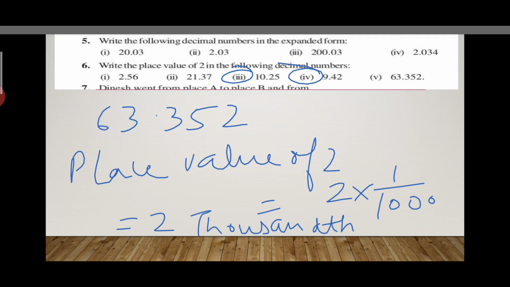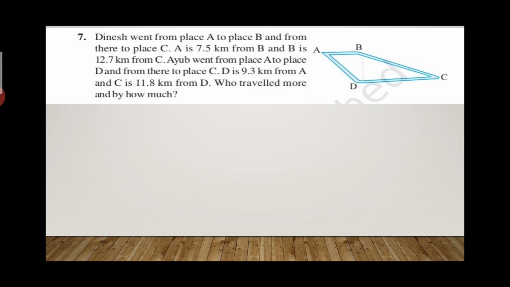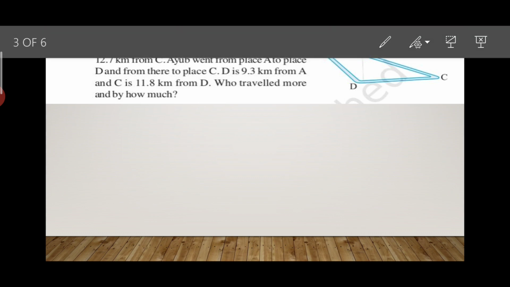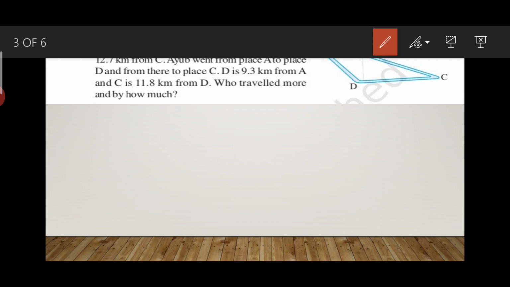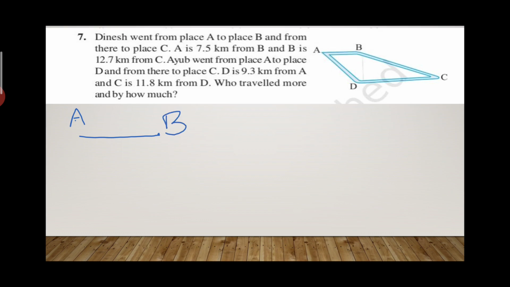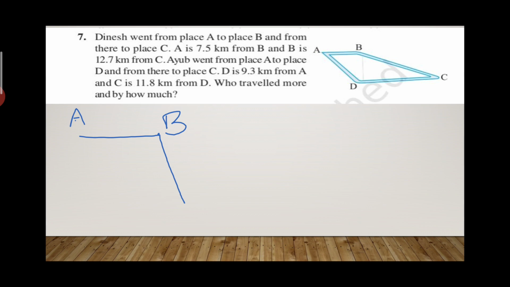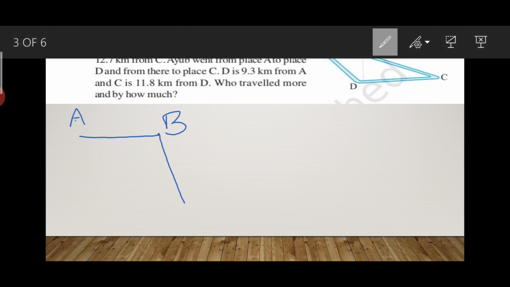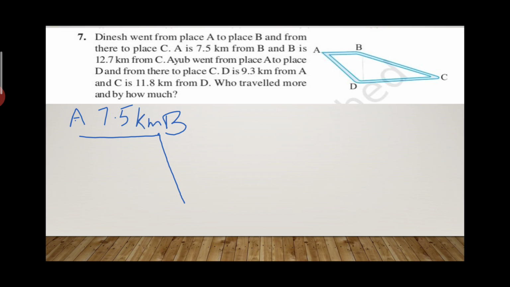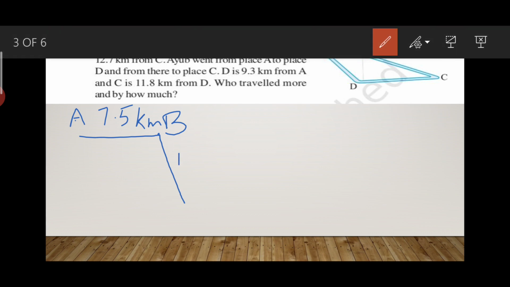Now moving on to question number 7. Question number 7 states that a boy Dinesh went from place A to B, and from B he moved to place C. A is 7.5 km from B. This is the distance between A and B. And B is 12.7 km from C.